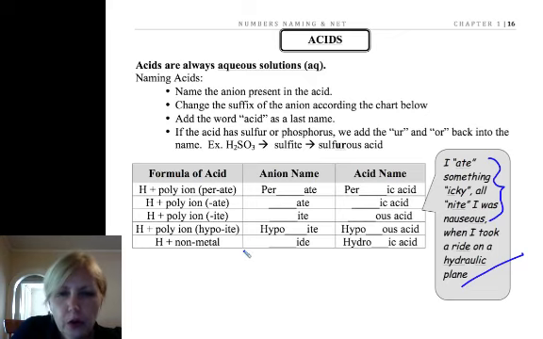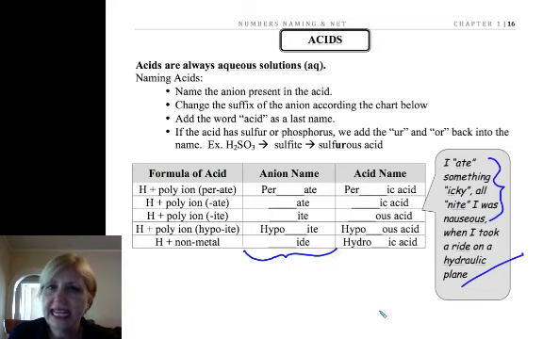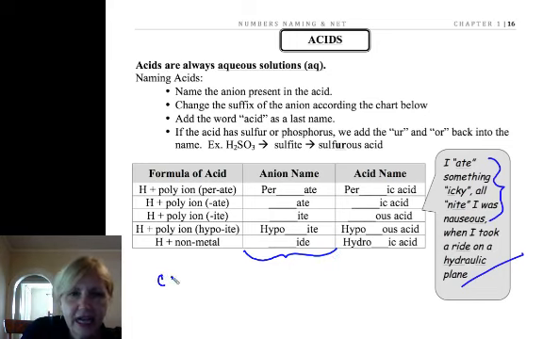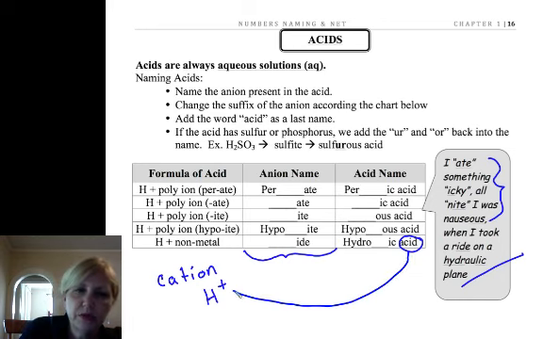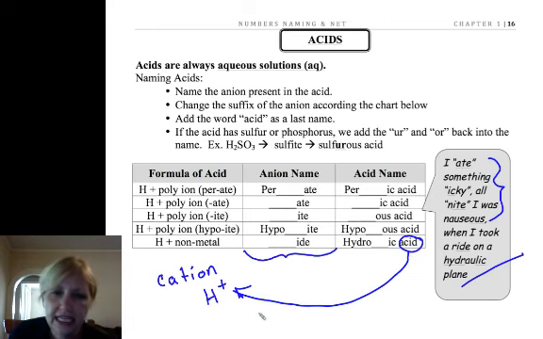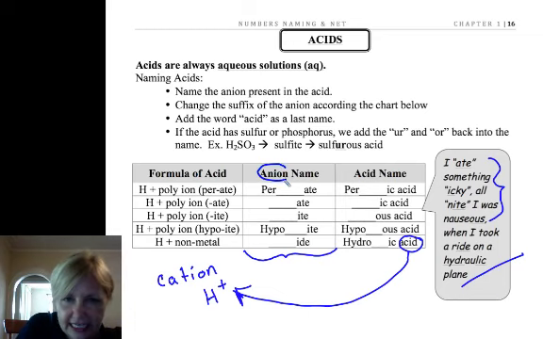Now, the focal point of the name of an acid is the anion name, because the cation of an acid, the positive ion, is always H+. So as long as it has the word acid as its last name, and you must include that, that communicates that the cation is an H+ ion. And so now the rest of the name has to tell me what the anion is.